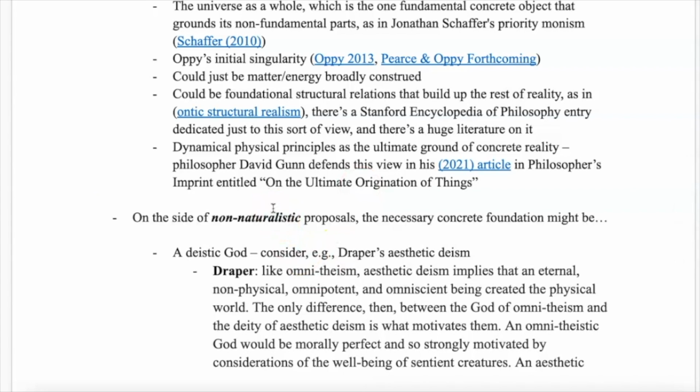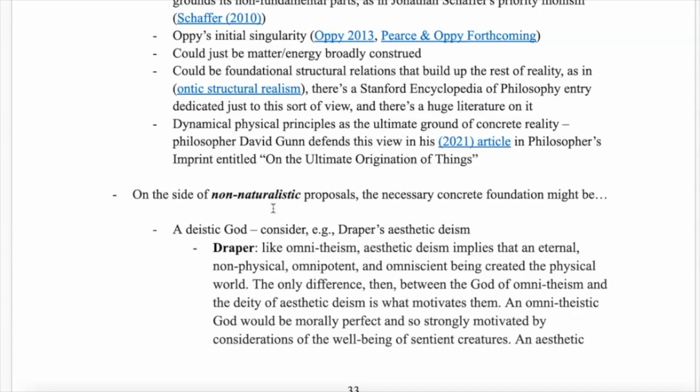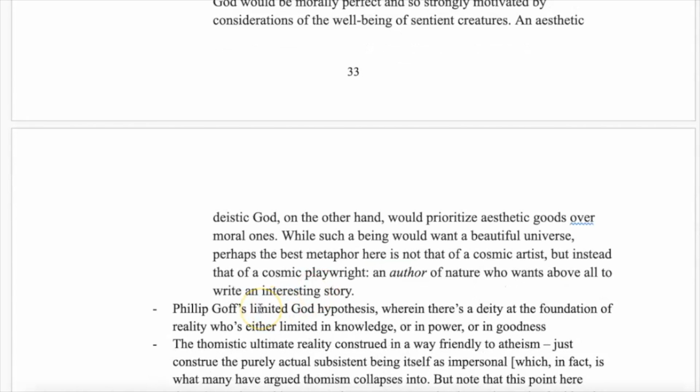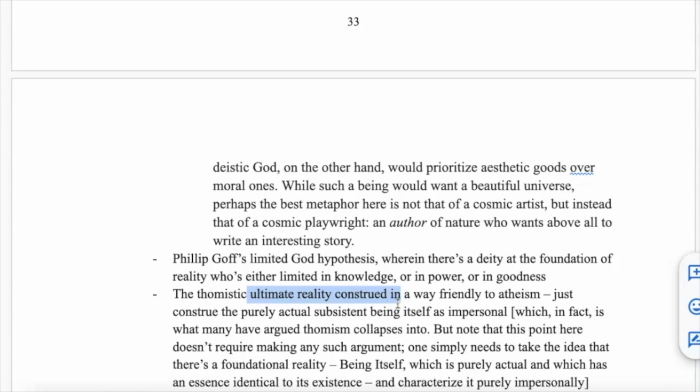Turning now to non-naturalistic proposals, the necessary concrete foundation might be a deistic god. Consider again Draper's aesthetic deism. You could take Philip Goff's limited God hypothesis, wherein there's a deity at the foundation of reality who's either limited in knowledge or in power or in goodness. You could take the Thomistic ultimate reality, being itself, construed in a way friendly to atheism. Again, just construe the purely actual subsistent being itself as impersonal.